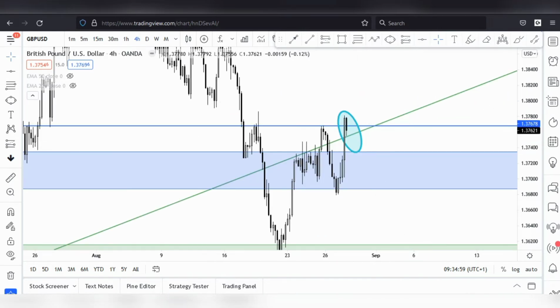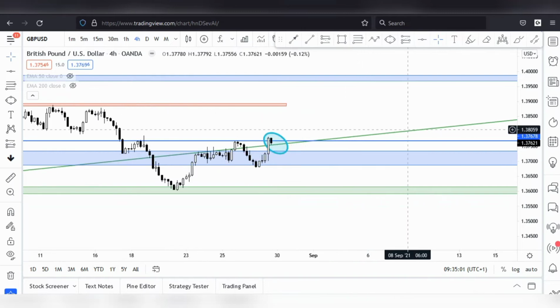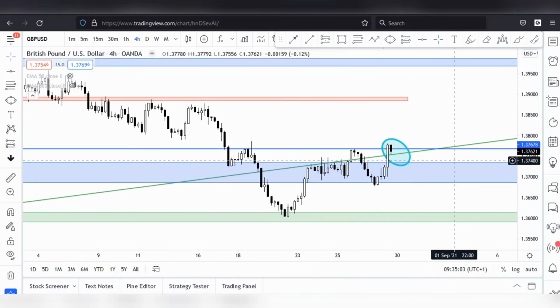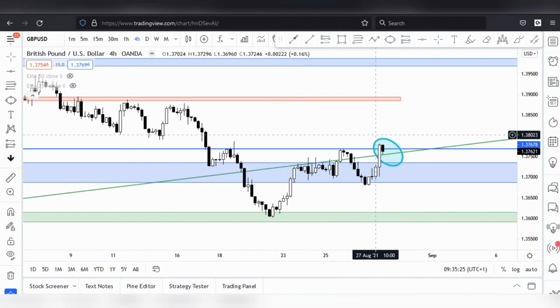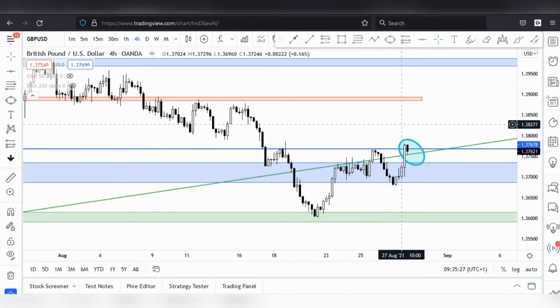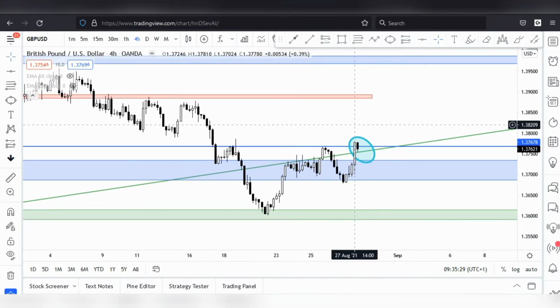So that's what we'll be looking at here on the 4-hour time frame. We're looking at this smaller candle, this black candle over here. If there is a break and closure above this level on the next 4-hour candle, then there will be a continuation to the top. And if there is a break below and a closure below this level here, then there will be a continuation to the bottom. So that's what I'm looking for on GBP USD for the upcoming week.